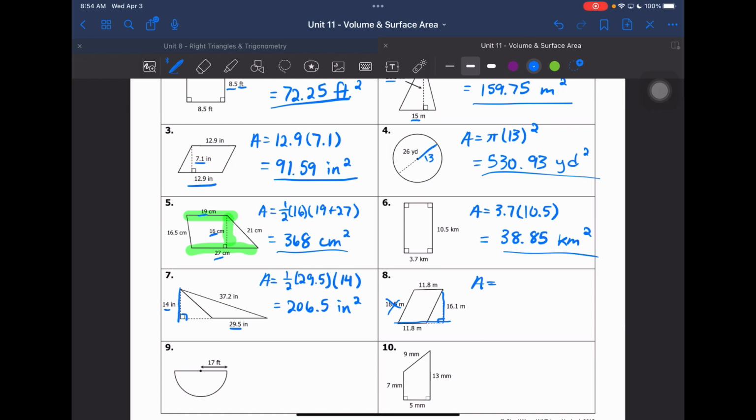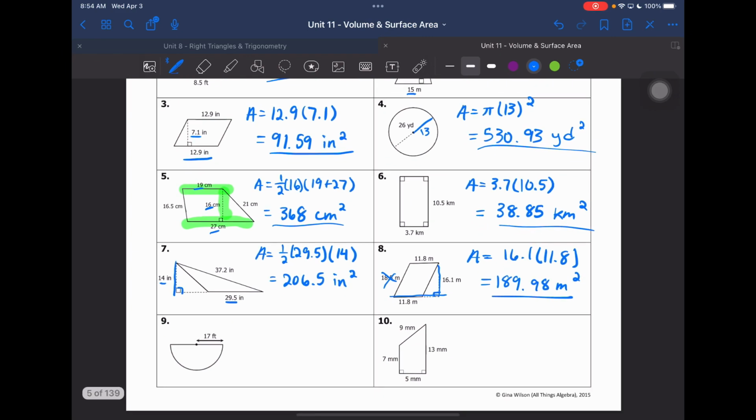What we're going to end up doing is 16.1 times 11.8. And then when you type that into your calculator, do the multiplication, it comes out to 189.98 meters squared. So this is our answer.